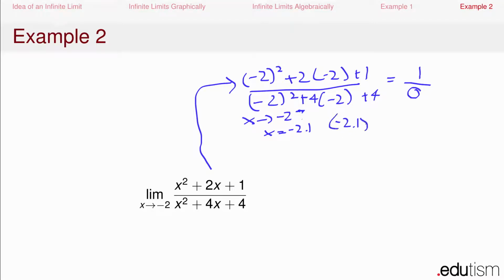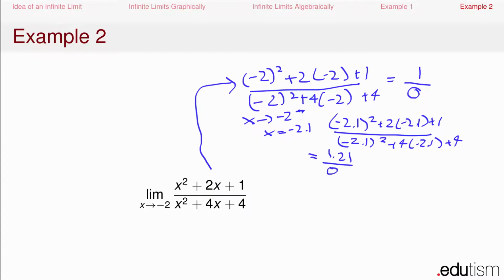We get -2.1 squared plus 2 times -2.1 plus 1. On the bottom, we're going to get -2.1 squared plus 4 times -2.1 plus 4. The top will give you 1.21, the bottom 0.01. These are both positive numbers, so this result is positive, which means that the limit as x goes to -2 from the left of f of x is positive infinity.